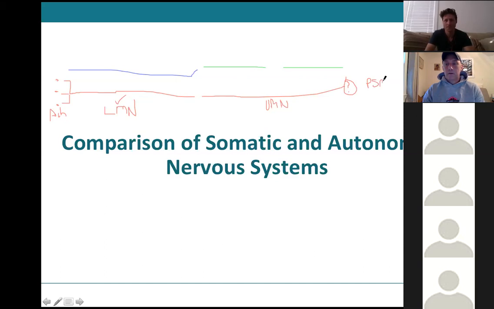Is it like in the brain? Awesome. Where? PSMC has nothing to do with the Marine Corps. Somatic motor cortex, anybody? All right, so let's keep working backwards. It's okay if you don't know. Is this cerebral cortex? It is the cerebral cortex. Great. I'm going to want to know where in the cerebral cortex in a minute.